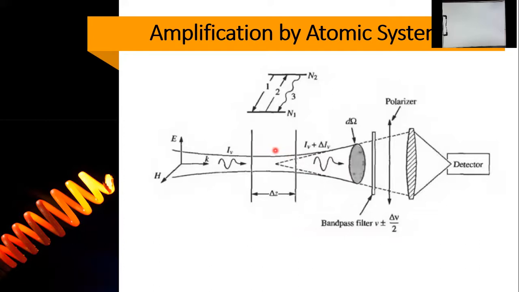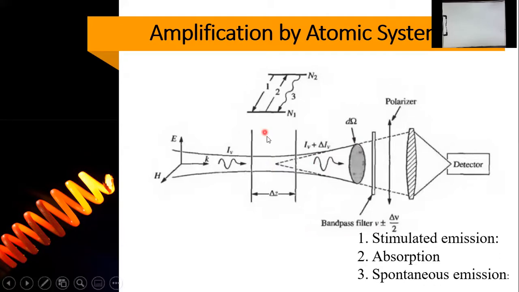What we are going to do now, my dear students, is try to describe the output term in terms of these three processes, because what you will get in the output is either a stimulated emission photon, a spontaneous emission photon, or you will not get a photon due to the absorption process. These are the three probabilities we have in the system.